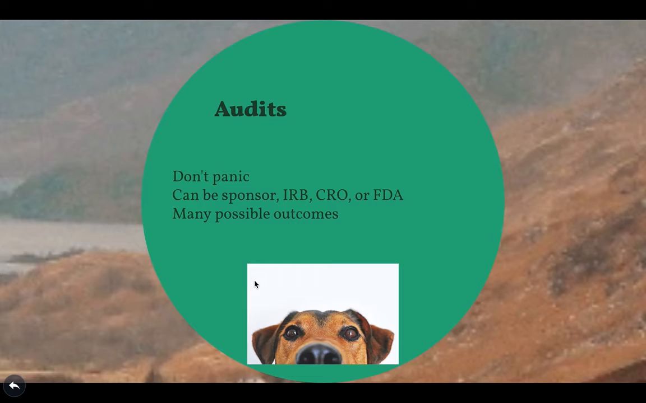Audits, the most important thing, don't panic. The audit can be triggered by a sponsor, IRB, CRO, or FDA. It's just part of doing business. It's part of owning a site. It's unlikely that you're going to get an audit on your first study, but who knows? I suggest you don't enroll that many patients. Stay out of the top 3 because you run the risk of getting audited if you're a high enroller.